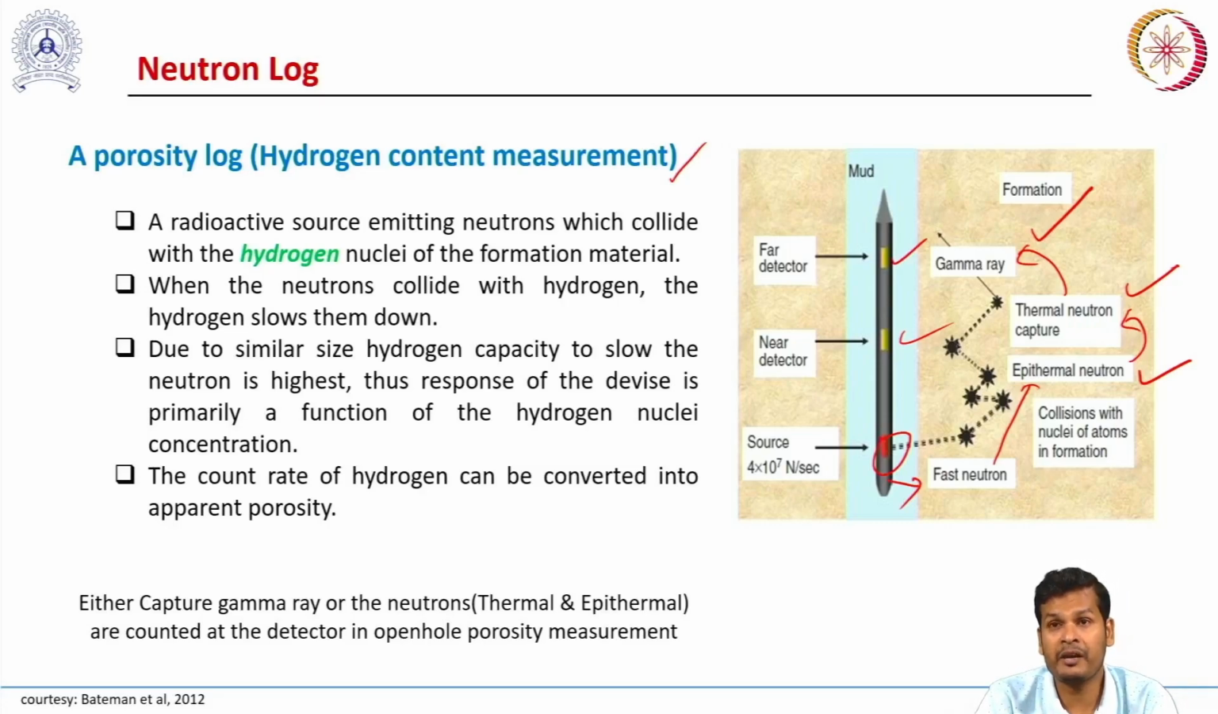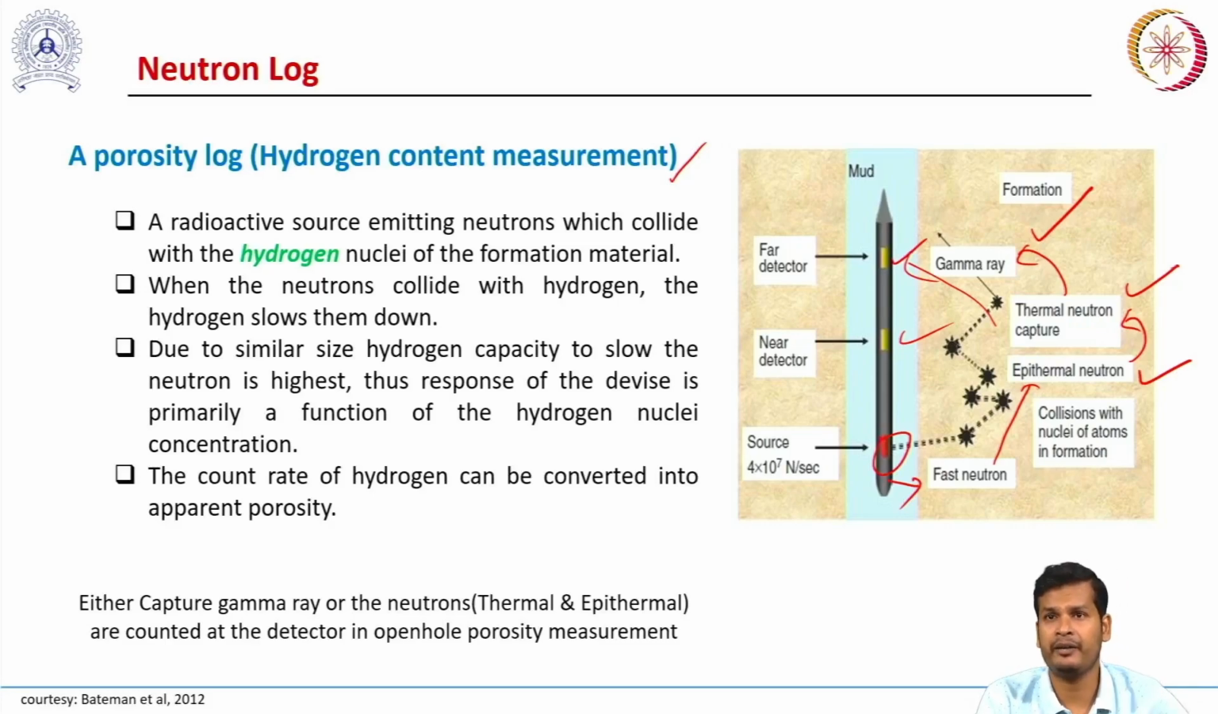As I mentioned earlier, the neutron is going to lose its energy at a very fast rate when hydrogen is present inside the formation. When hydrogen is present, it has the same size as the neutron. That's why the neutron upon collision will lose its energy at a faster rate. So if we monitor how many thermal neutrons are reaching the detector, or how much capture gamma ray is reaching the detector, it will depend upon the hydrogen content of the formation, because hydrogen is controlling at what rate the fast neutron can be converted to thermal neutron, which will control how much capture gamma ray will be emitted.